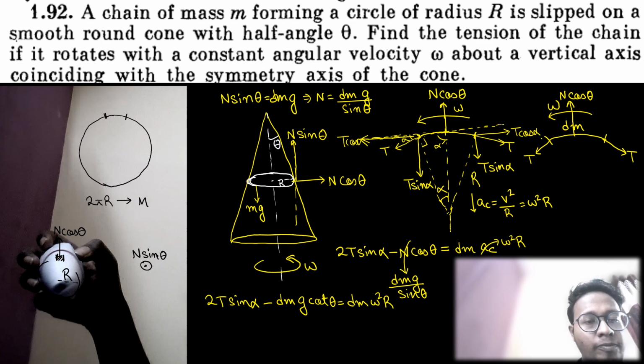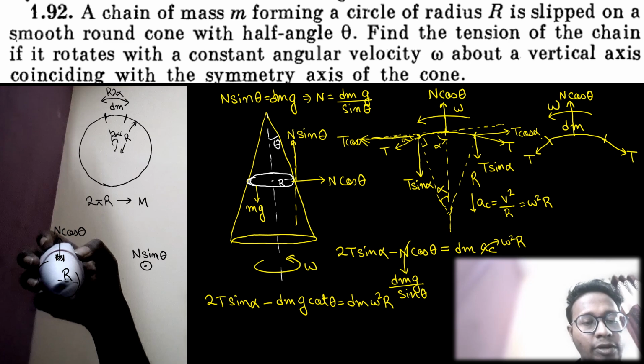If I take a dm value, how much angle was it subtending? The angle subtended by this dm value was 2 alpha, alpha plus alpha, and this is nothing but r. So what is this length? This length is nothing but r into 2 alpha. Or radius into angle. Okay, so 2 pi r length contains mass m.